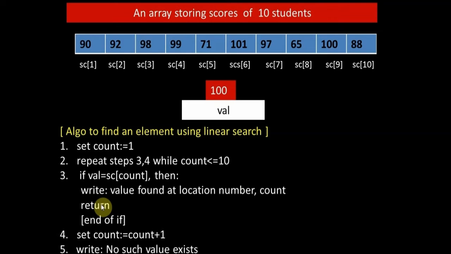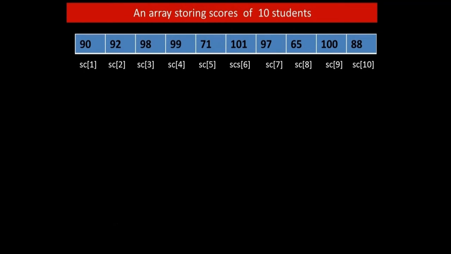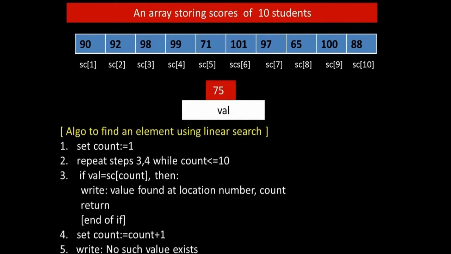Now suppose we are going to search a particular value that incidentally does not happen to be present in the array, right? So the search is going to be unsuccessful. How will we go about this? It's very simple. I will start comparing the value of val, that is this time 75, and 75 is not in the array. So we will compare 75 with SC1, SC2, SC3, SC4, value of count is being incremented, and ultimately it will be compared with the last element, that is SC10.